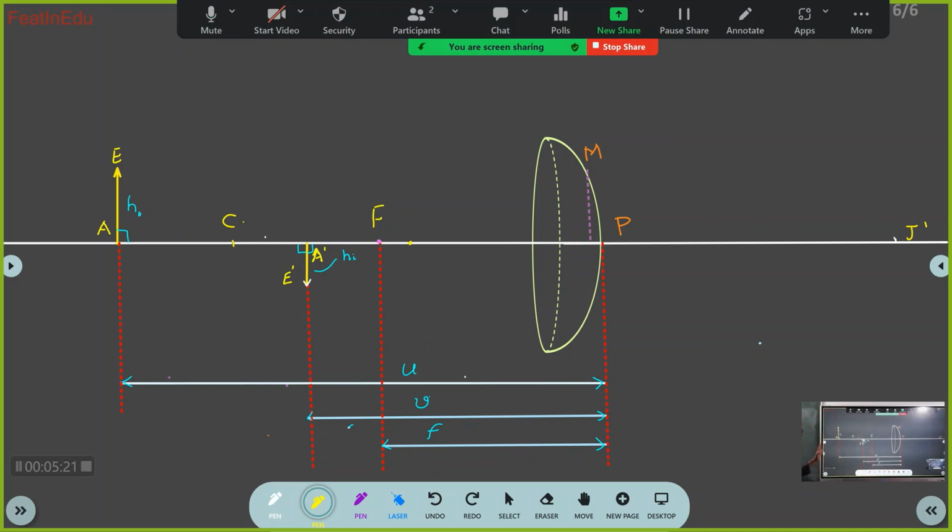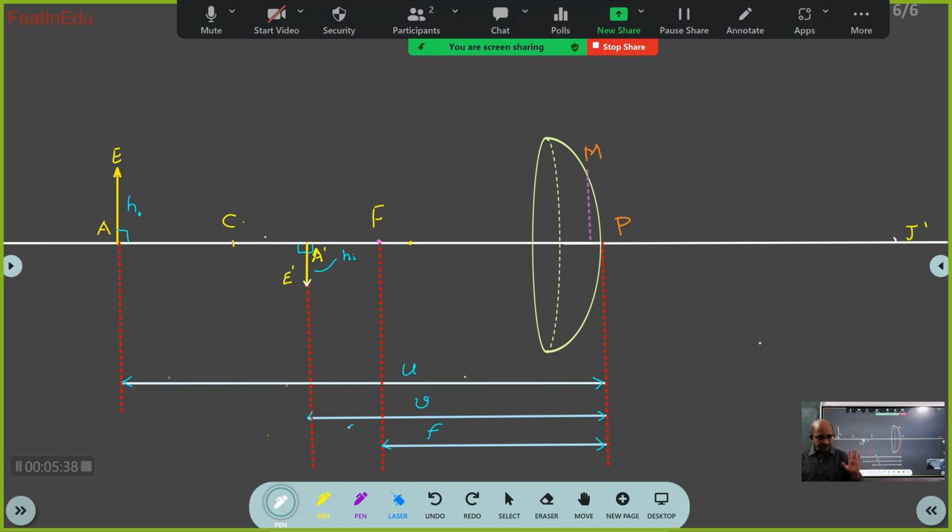And then what else do you see? You see an object. What object? A. Right? And it is perpendicular, and it is an extended object. See, all this you should tell. Unless you specify like this, it doesn't get specified.